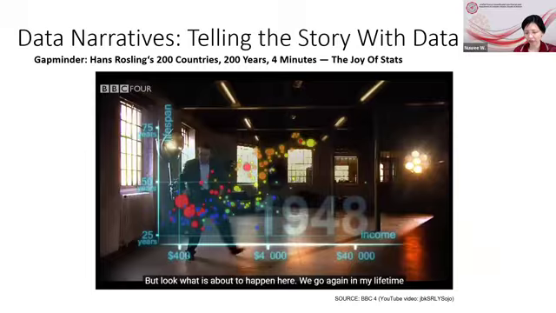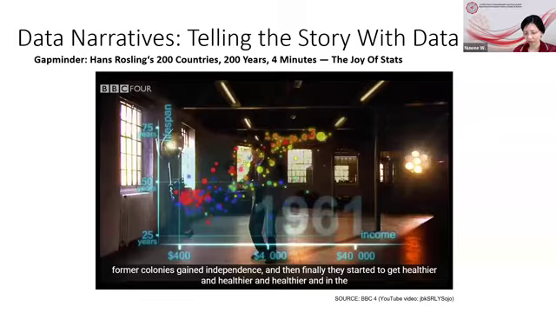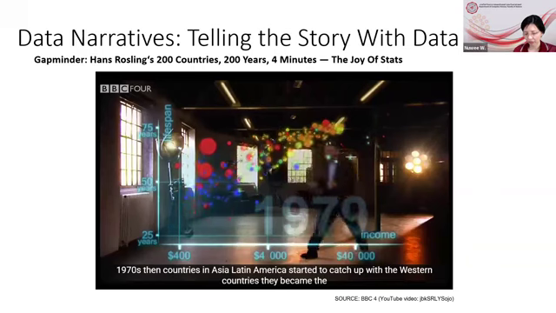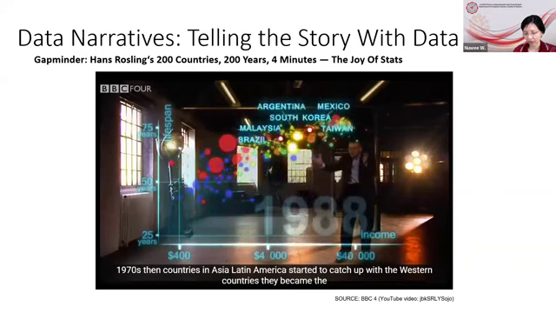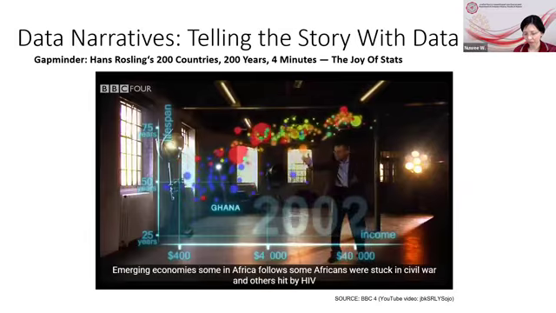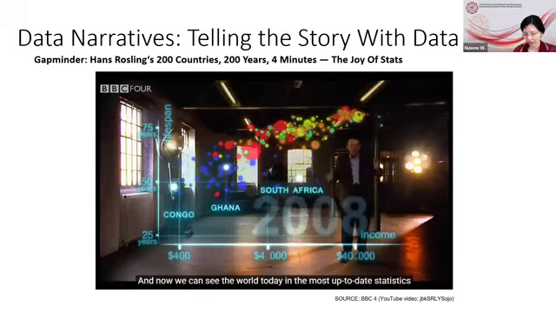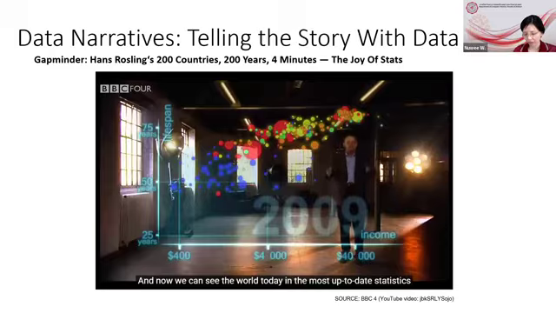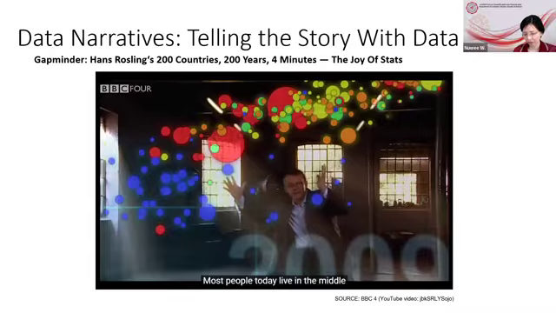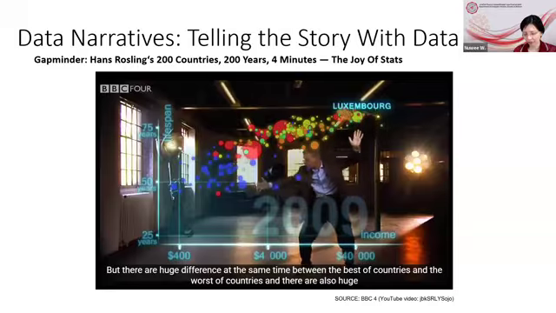Here we go again. In my lifetime, former colonies gained independence, and then finally they started to get healthier and healthier and healthier. And in the 1970s, countries in Asia and Latin America started to catch up with the Western countries. They became the emerging economies. Some in Africa followed. Some Africans were stuck in civil war and others hit by HIV. And now we can see the world today in the most up-to-date statistics. Most people today live in the middle, but there are huge differences at the same time between the best of countries and the worst of countries.